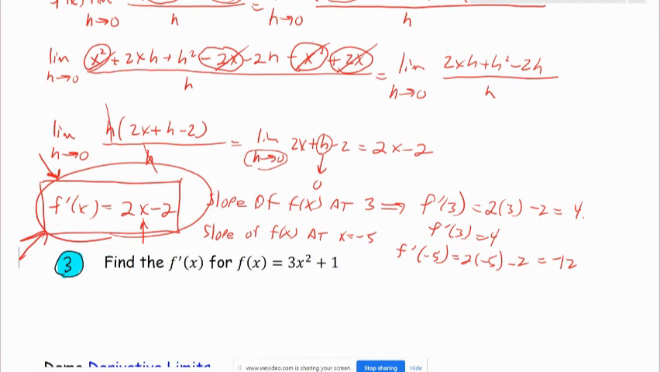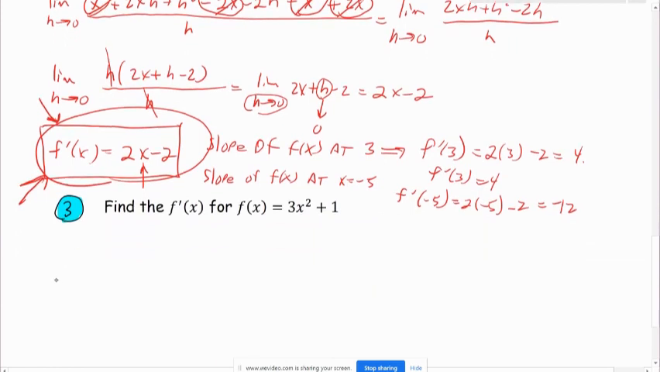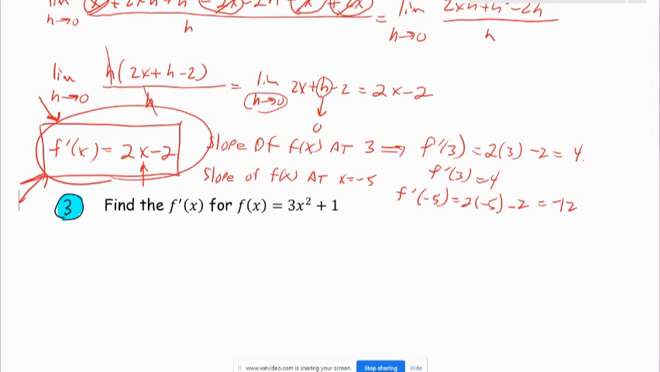Okay, so go ahead. I'd like you to try this. So please pause your video, try example 3, and then when you're all done, press play, and you'll be able to check your solution.